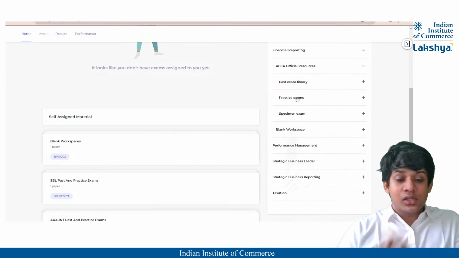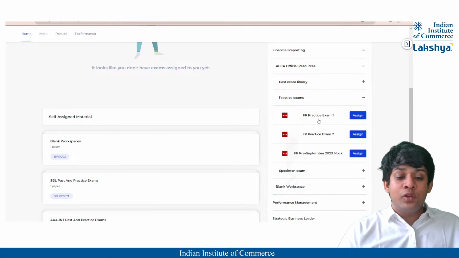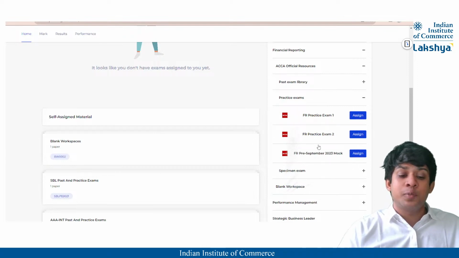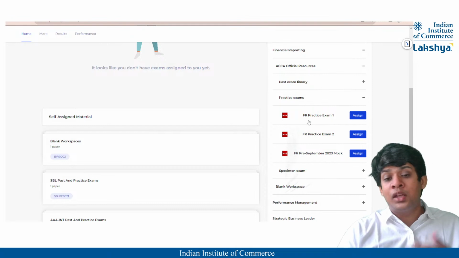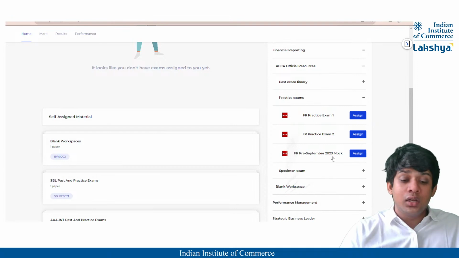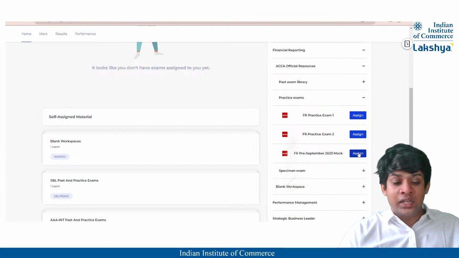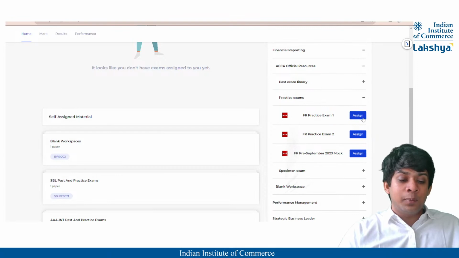But there is also something known as practice sums. So you can click on practice sums. It will give you three full-fledged papers that are going to help you practice the examination and get familiarity with it. So we are going to solve this FR pre-September 2023 mock because it is the latest mock that I can see. It will be better if we solve the latest mock. We are probably going to solve one of these two also, so let me just assign one of them. I'll just assign this mock as of now. So it has been assigned.